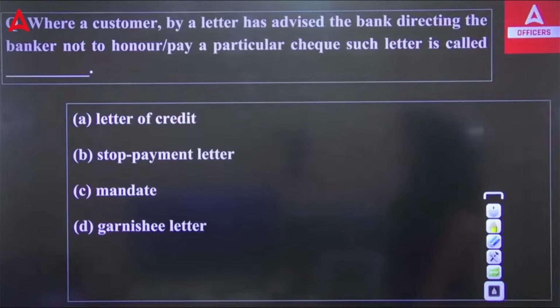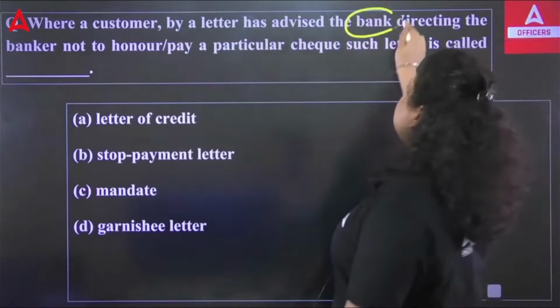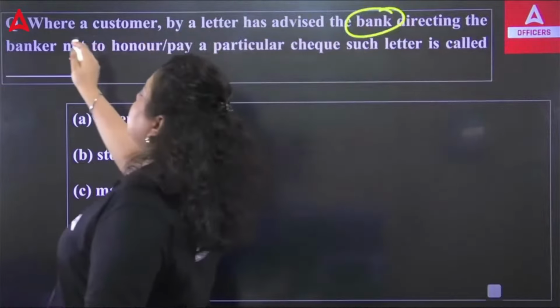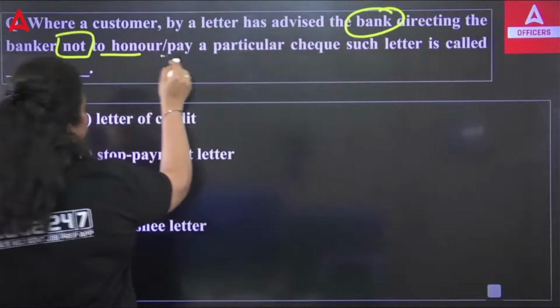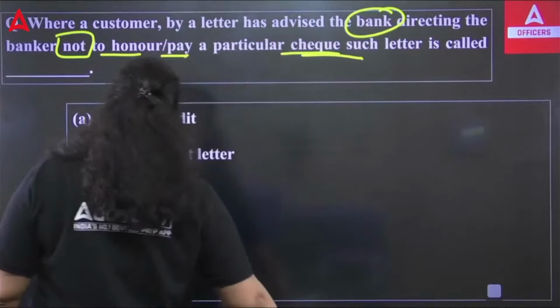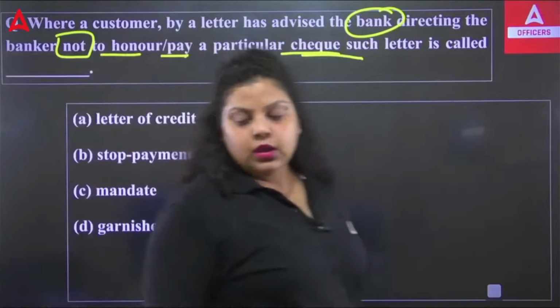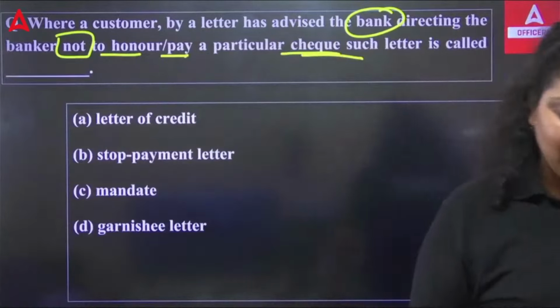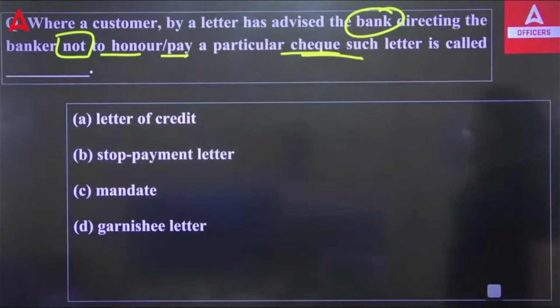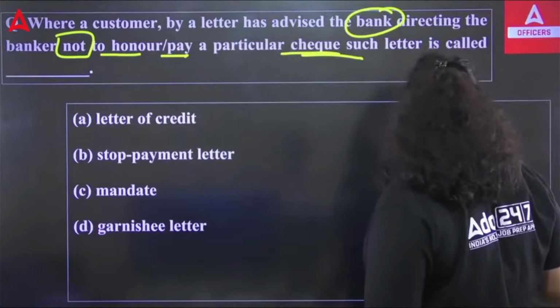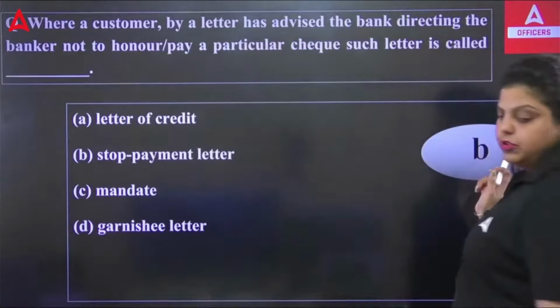So when a customer by a letter has advised the bank, directing the bank not to honor or pay a particular check, such a letter is called a letter of credit, stop payment letter, garnishee order, or mandate? The right answer is stop payment letter. Okay, so the right answer will be stop payment letter.